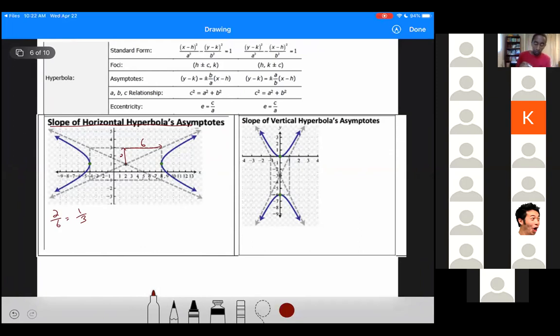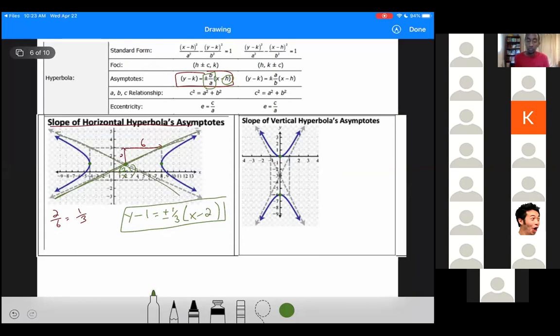And if you wanted to write it in the equation, since it's horizontal, we're using this one. Our center is 2, 1. So it'll be y minus, we're using this point, so y minus 1 equals, and your slope, but it's plus or minus that. So plus or minus 1/3 times x minus your h, which is the x value of the center, 2. So this equation is going to be the equation of this and this asymptote.